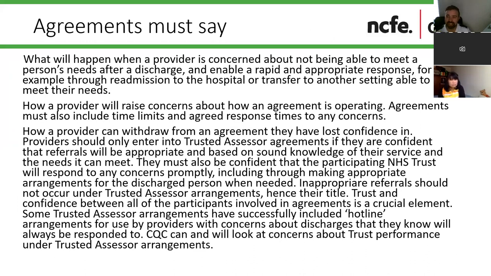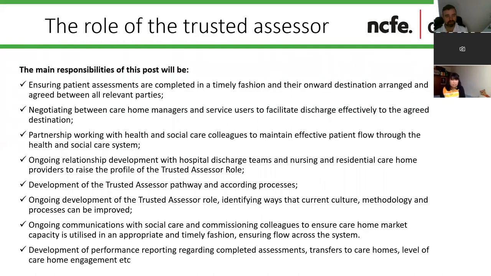So if you are getting equipment from equipment stores, so you're borrowing wheelchairs or commodes or grab rails or hoists, whatever it is you're borrowing from social services, there needs to be an agreement on who's going to look after that equipment, normally the equipment stores. So the role of the trusted assessor is to ensure that patient assessments are done in a timely fashion, because it means you can do them. Negotiate between care home managers and facilities and services on who does what. You work in partnership across the whole health and social care system, so you need to know who the social worker is and other people.